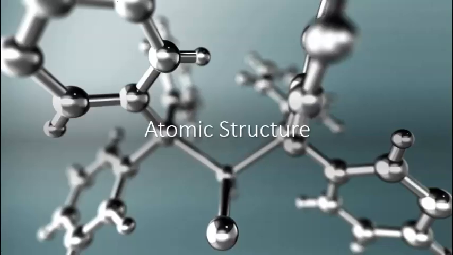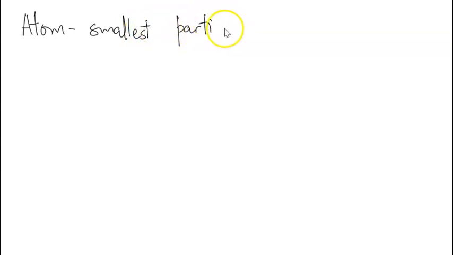Hi guys, today we will be looking at atomic structure. If we think of the word atom, what we are really looking at is the smallest particle of an element that can exist.